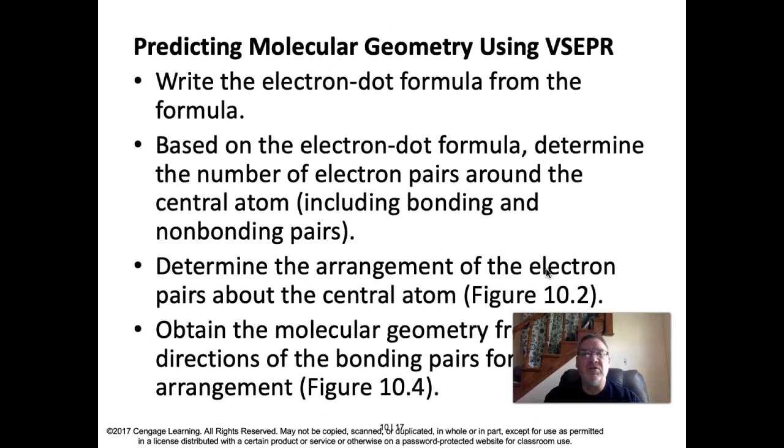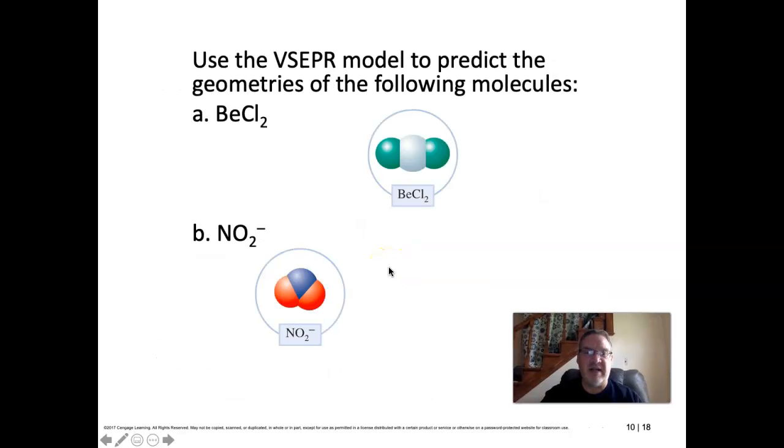Okay, so you're going to be given examples where you're given a formula and you're asked to identify ultimately the geometry. You're going to get the arrangement and geometry. Everything starts with the electron dot formula. Everything starts with the Lewis formula. And then from there, you can follow the steps.